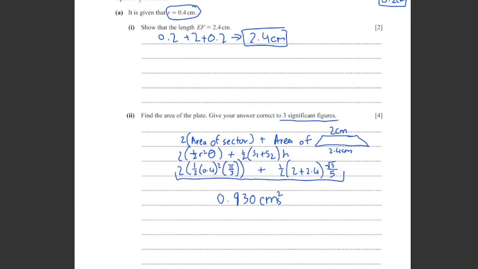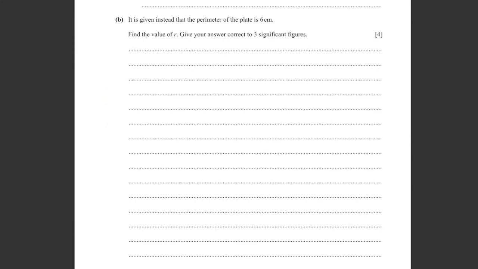Let's erase that s. So now we go over here to part B, and it says it is given instead that the perimeter of the plate is 6 centimeters. Find the value of r. Give your answer correct to three significant figures. So now what they've done is they're like, okay, imagine you didn't have the value of r. You didn't know that r was 0.4. And maybe r was something else. All we're going to give you is the value for the perimeter, which is 6 centimeters. Using that, find the value of r.